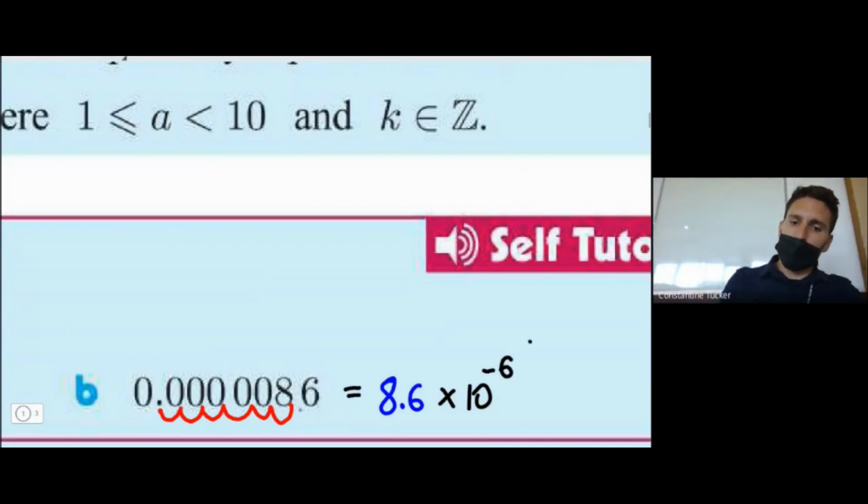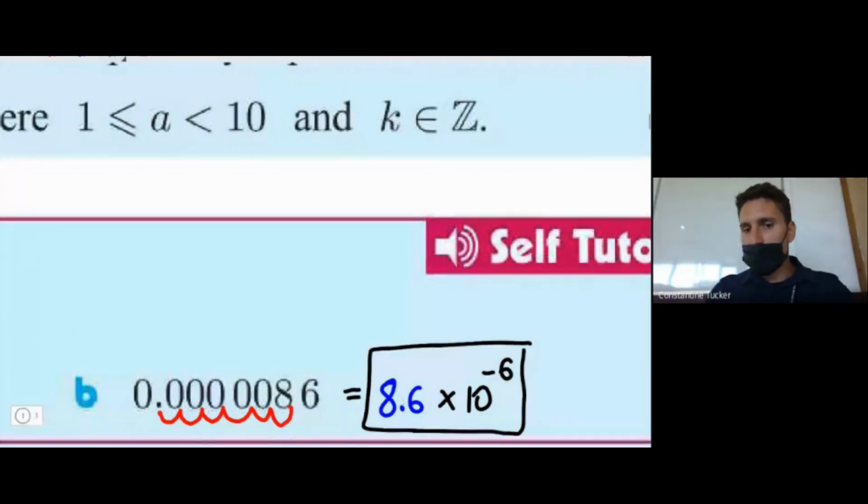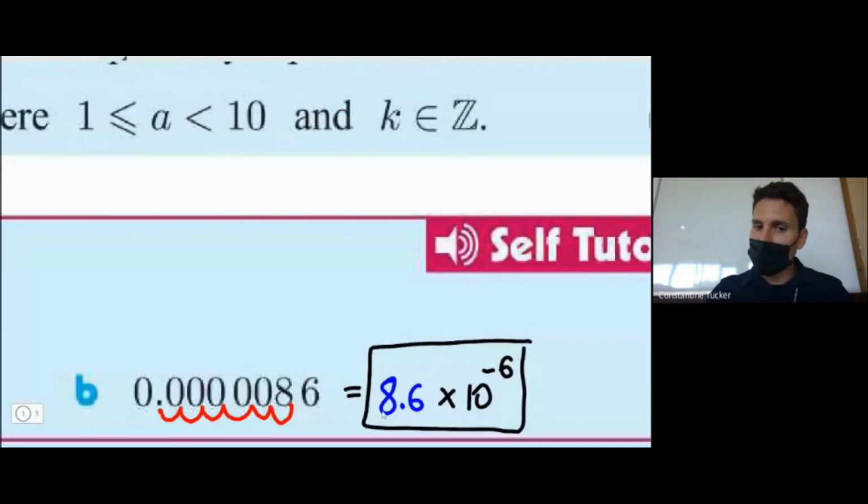Now, why does this happen? Because we want to make sure the end result, the thing we've written here, when we do this calculation, will give us the thing we started with. And basically, in order to get what we started with, we want to multiply by 10 to the minus 6, because that will move the dot 6 places to the left, giving us 0.000086. That's pretty much the idea with the super basic questions where you just have to answer something and give it in standard form.